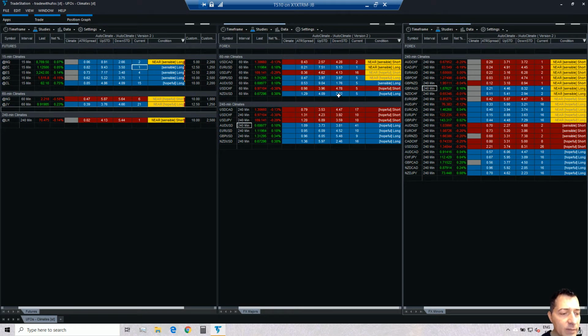The windows on the middle on the right side, those are all currency pairs. It's all Forex. On the very right is all cross pairs, and because cross pairs are naturally less liquid, we are dealing with 240-minute time frames.